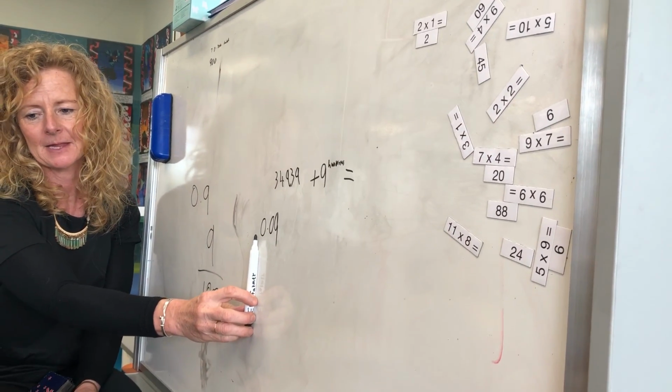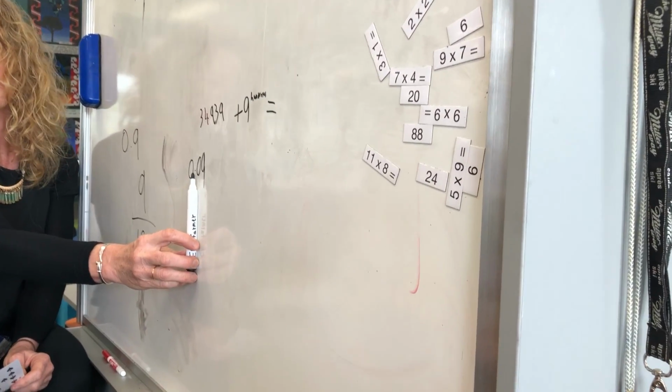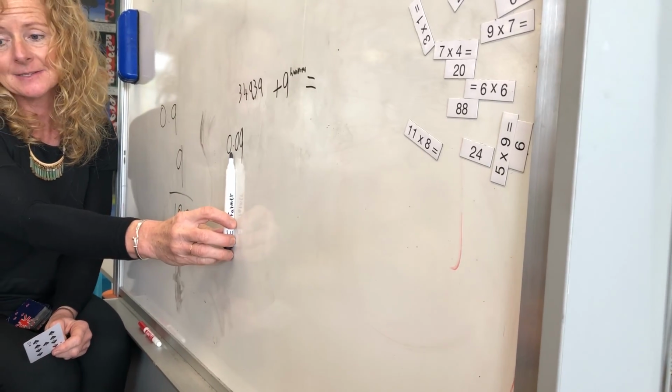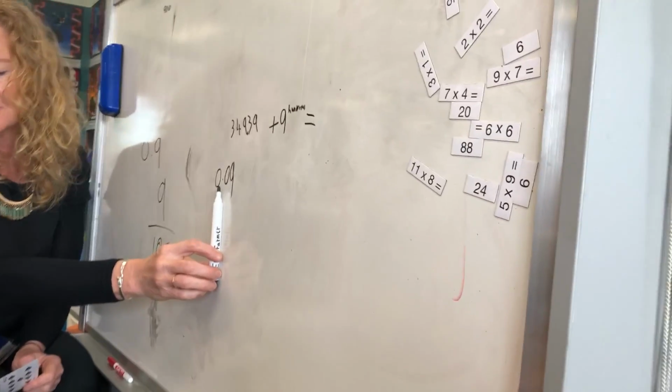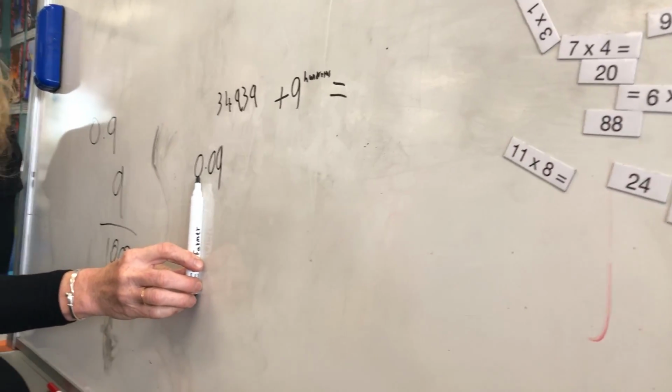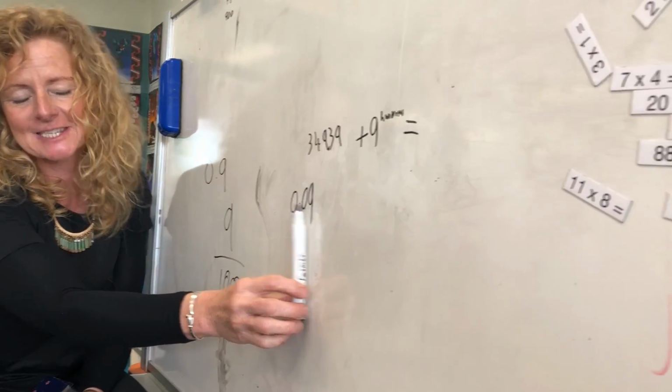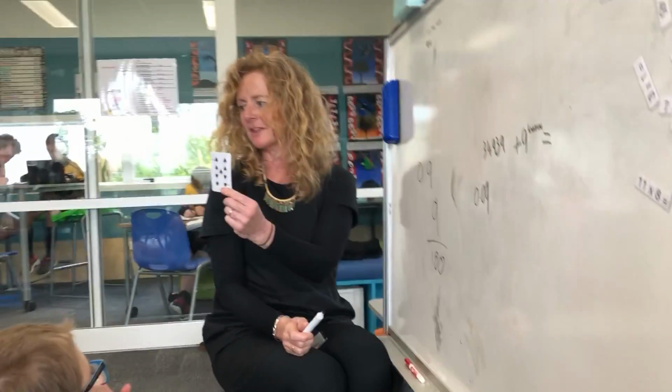What's this column? The ones. What's this column? Tens and hundreds. Tens. And this is the hundreds. Hang on. Rachel's correcting you. Look at me. Tenths. And then this is the hundredths. So that shows we've got 9 hundredths.